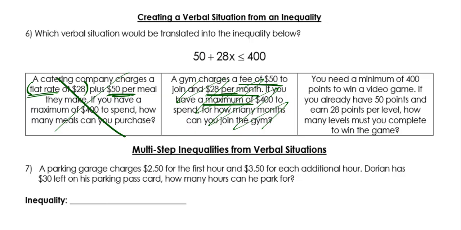You need a minimum of 400 points to win a video game. Well, that one's out right away. If you need a minimum of 400 points, you need your points to be greater than 400. I know I want my points to be bigger than 400 points there, so that's out because, actually, I guess it could be or equal to, but it doesn't matter. It's talking about this number being greater than or equal to that 400.